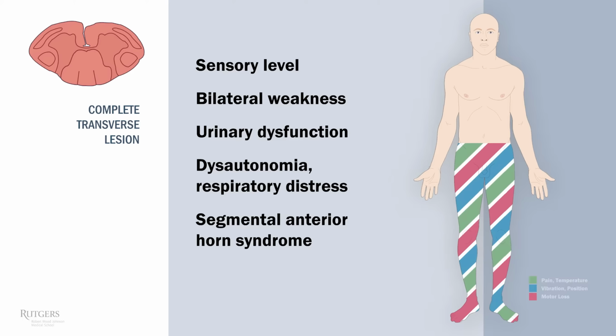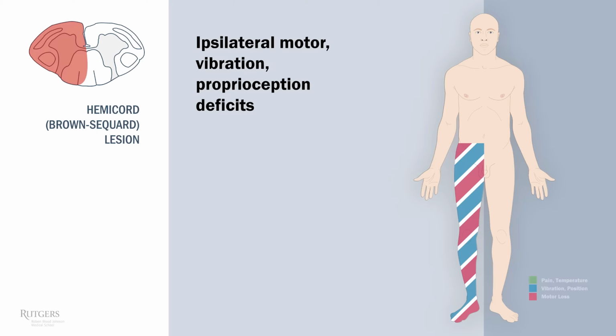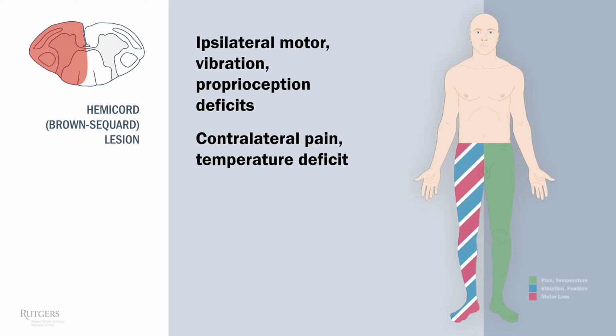What if half a cord is damaged instead of the whole cord? You may know this lesion as Brown-Séquard. Ipsilaterally, a patient will lose power and vibration and proprioception sensation below the level of the lesion. Those two tracts have already crossed over. Pain and temperature deficits will be contralateral and about 1 to 2 levels below the actual lesion, since the damage is catching spinothalamic tract fibers coming from the opposite side that have already crossed over in the anterior commissure.